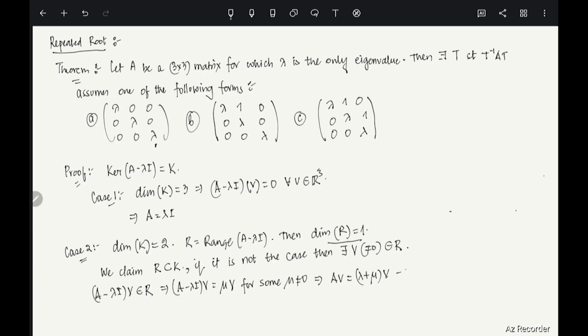Which gives us a new eigenvalue given by lambda plus mu. But we assumed that lambda is the only eigenvalue. So lambda plus mu has to equal lambda. That will imply mu equals 0. But here we have assumed mu not equal to 0. So therefore, R has to be contained in K. Clear? Very simple. It's not very difficult to see this.